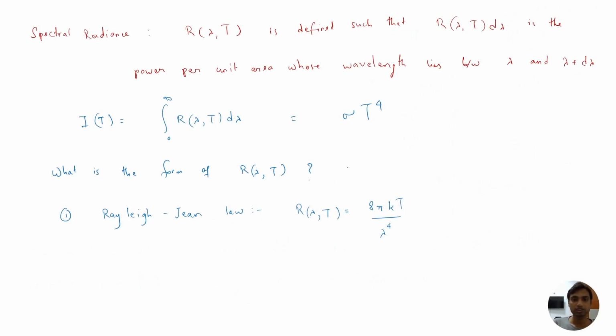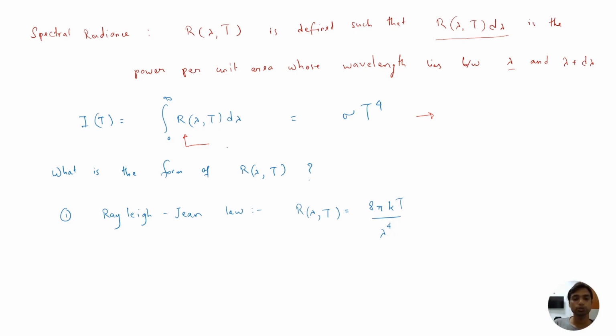So the spectral radiance, this we just discussed, is defined such that R lambda T d lambda is the power per unit area whose wavelength lies in lambda and lambda plus d lambda, in this small narrow range. And this is the statement of Stefan-Boltzmann law. Where this comes from, we want to understand from a model, like for example the kinetic theory for gases, so that from a microscopic model we should be able to calculate R of lambda T.